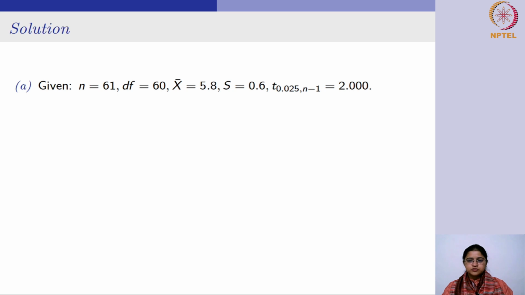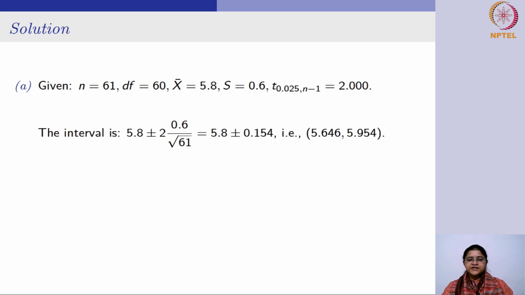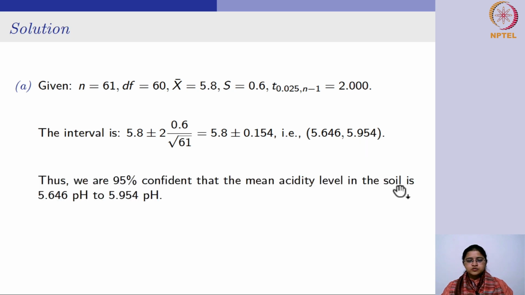So it will be 0.025, and the interval in this case would be 5.8, that is x bar, plus minus 2, that is the t value, into s by root n. If you simplify this, it comes out as 5.646 to 5.954. So you can say that we are 95% confident that the mean acidity level in the soil is between these two pH values. Now the width of the interval is 0.308.